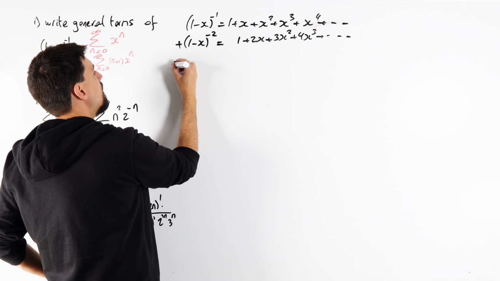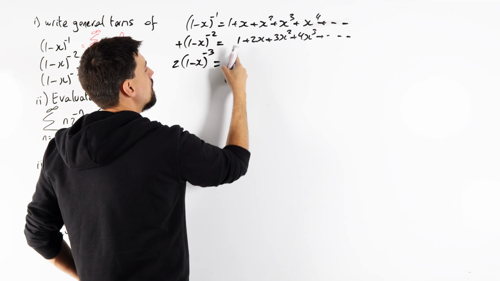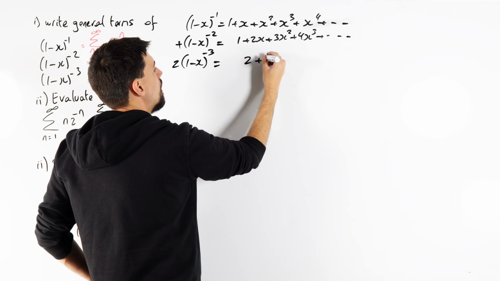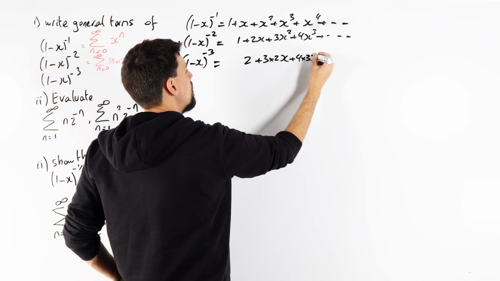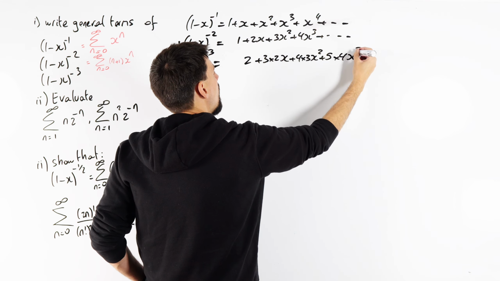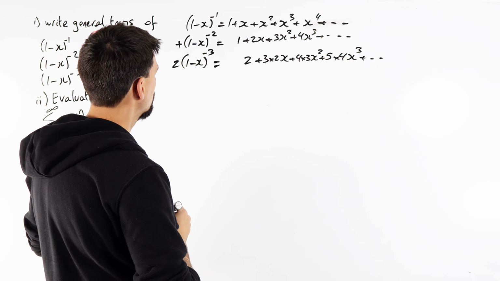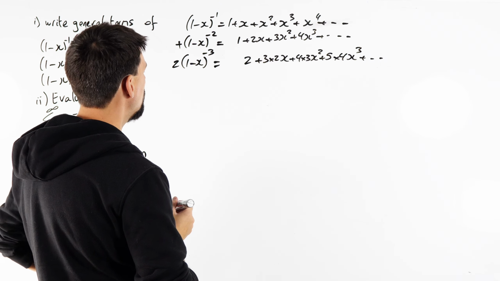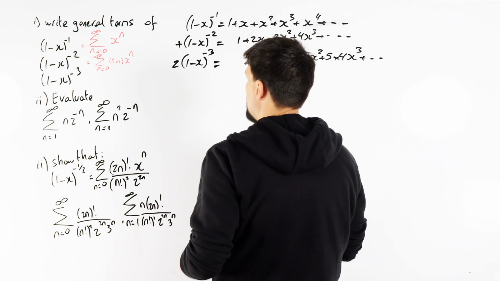I can differentiate this again because I'm cool like that. The 1 disappears, so I'm left with 2. And I'm going to write it this way, 3 times 2x plus 4 times 3x squared. In fact, I would get 5 times 4x cubed plus dot, dot, dot. Now, I do have to divide all of this by 2, but I'll do that in a second. Now, these terms here, how are they?